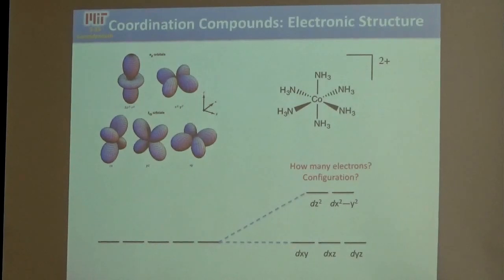So what really, okay, let's ask a simple question. For the cobalt center here, how many d electrons does that possess?